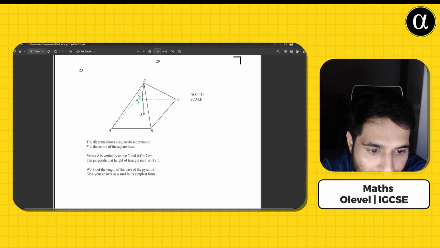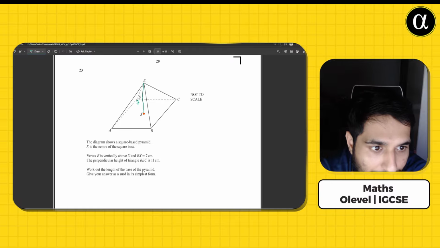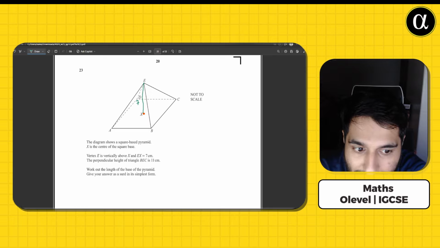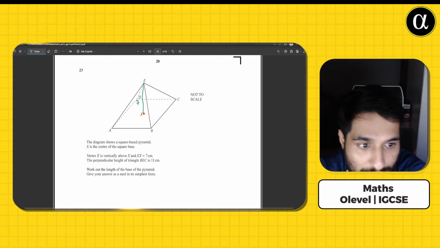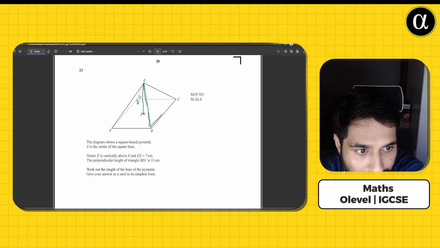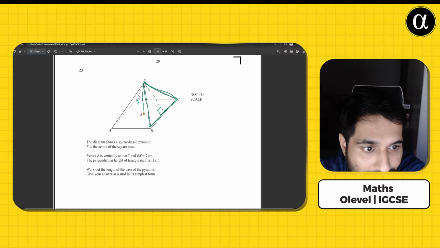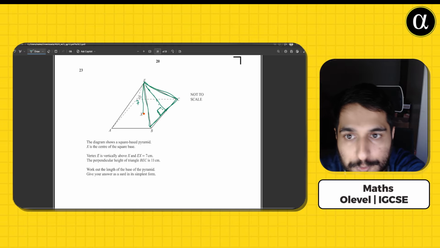Now it further says that the perpendicular height of the triangle BEC is going to be 11. So what is the perpendicular height of BEC? What is BEC? Let's figure that out. So this triangle is BEC. Now what's the height for this case? The perpendicular height is going to be drawn in this manner at 90 degrees. So this height is supposed to be 11.